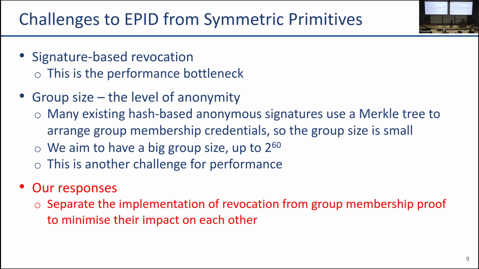Our solution is we carefully choose a digital signature scheme as a group credential, and then allow this signature scheme to handle a very large number of signatures, which achieves a large group. Then we also carefully implement our scheme to deliberately separate the signature revocation part and the credential zero knowledge proof part. That allows us to make the impact of those two on each other as low as possible.